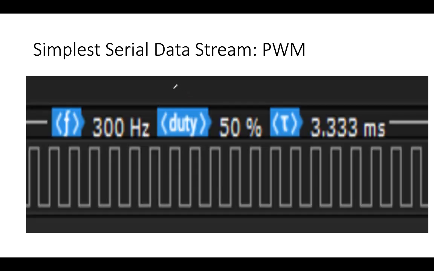Now, the bits are being transferred at 50% duty cycle. That's why we call it pulse width modulation, because we're controlling the width of these pulses. So they're off half the time and on half the time. This is logic 1, that's logic 0. Or this is off and that's on.